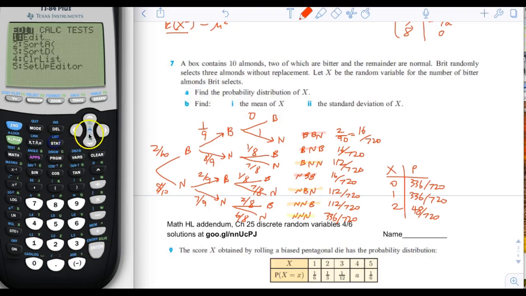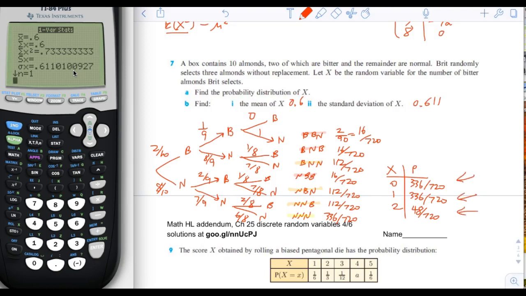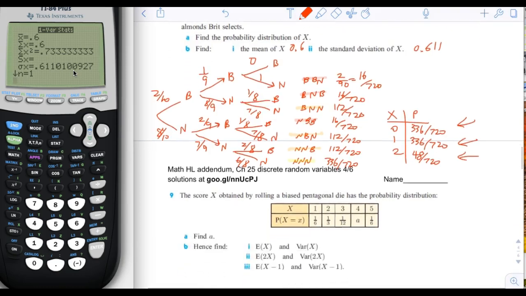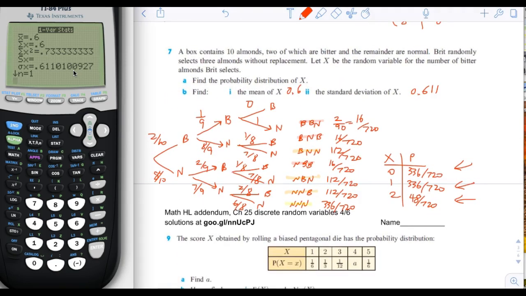And then I'm going to do stat, calc, 1-var stats, calculate, to find the mean, which is 0.6. Okay, so the mean is going to be 0.6. The standard deviation is going to be 0.611. And you could do that by finding the sum of the products here. That would give you the mean. And if you did 0 squared, 1 squared, 2 squared, and subtracted the mu squared, you could also find the standard deviation by hand. Okay, and that's the end of page 3.